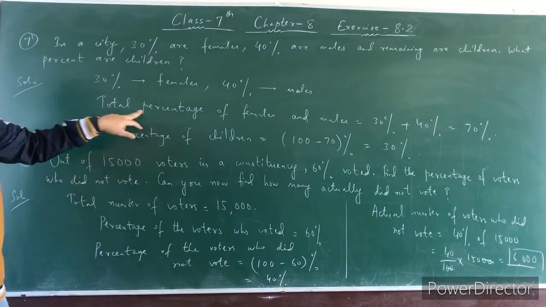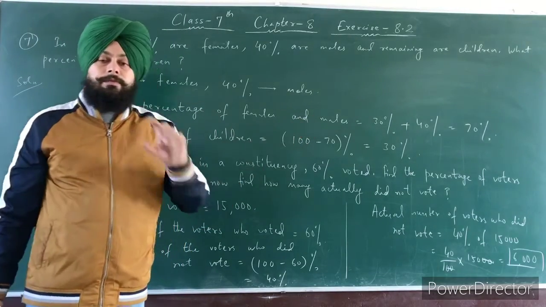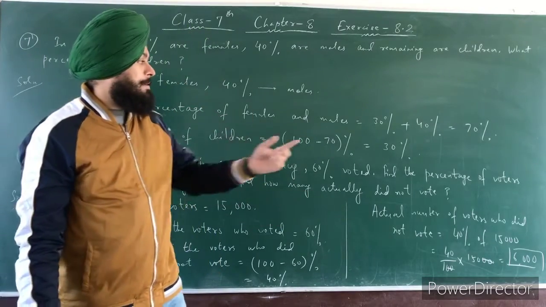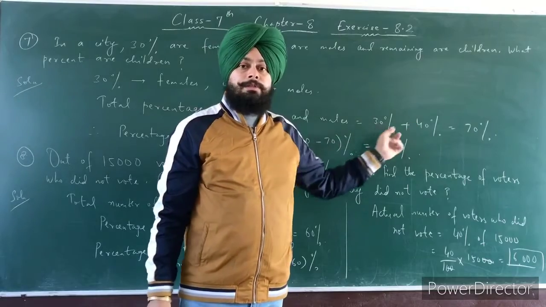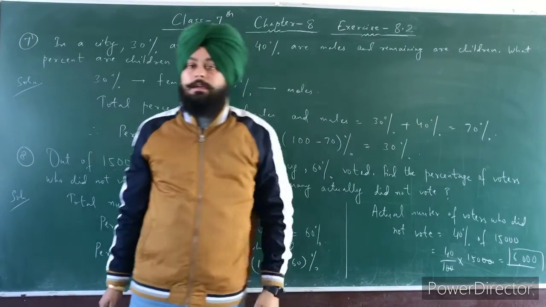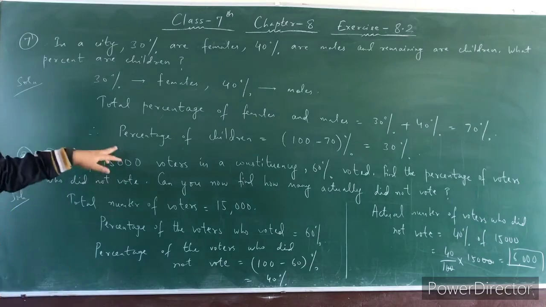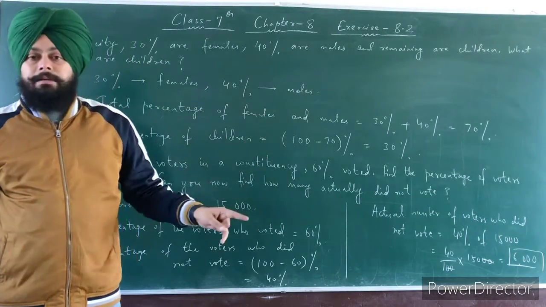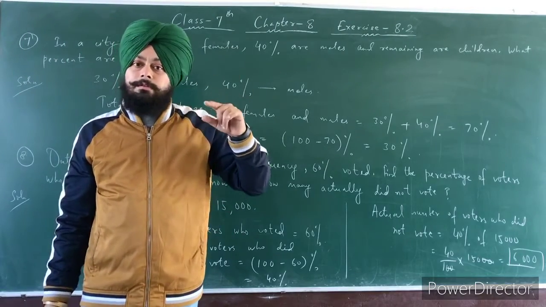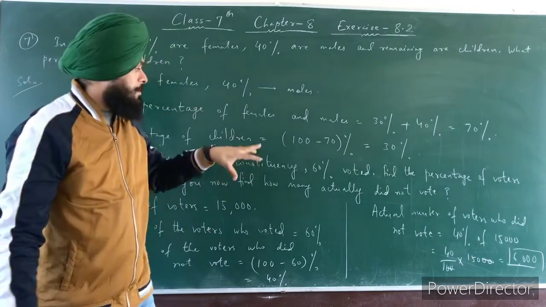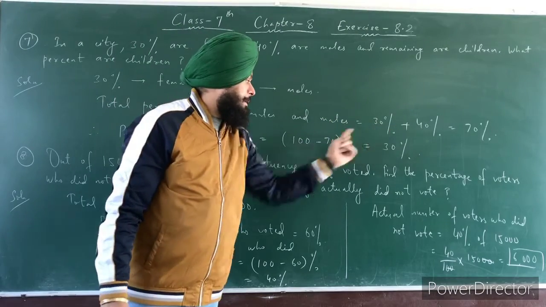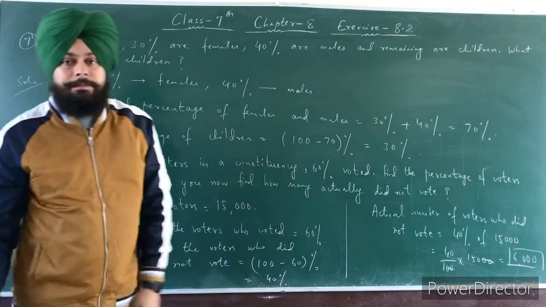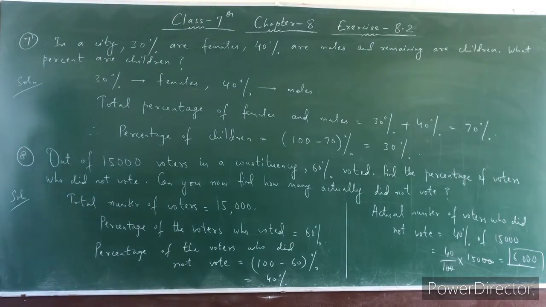So, the total percentage of females and males: we will first add the percentage of males and females. So there are 30% females and 40% males. So total how much? 30 plus 40 is 70%. And the percentage of children is 100 minus 70, because there is a total of 100% for the total population. So you have to subtract this 70% from 100. So 100 minus 70 is 30%. It means 30% are children.